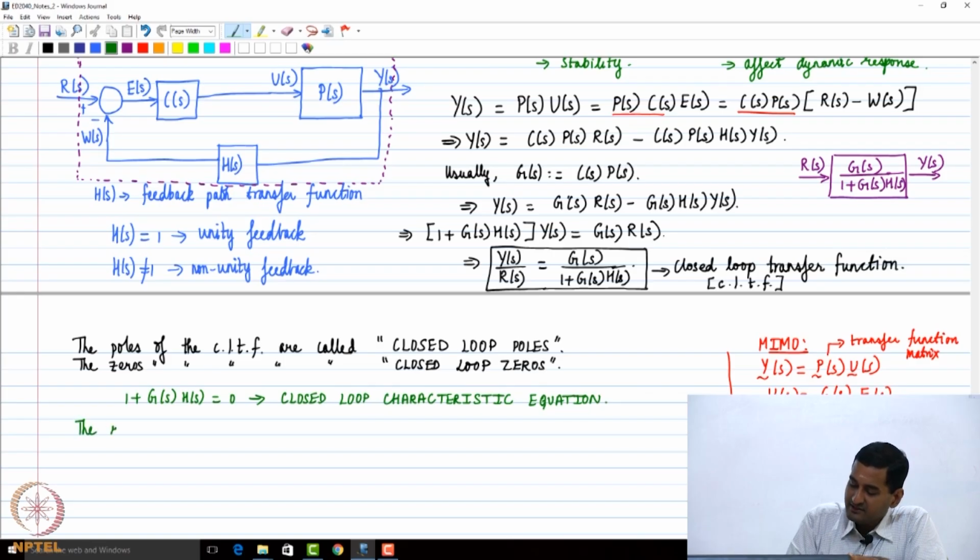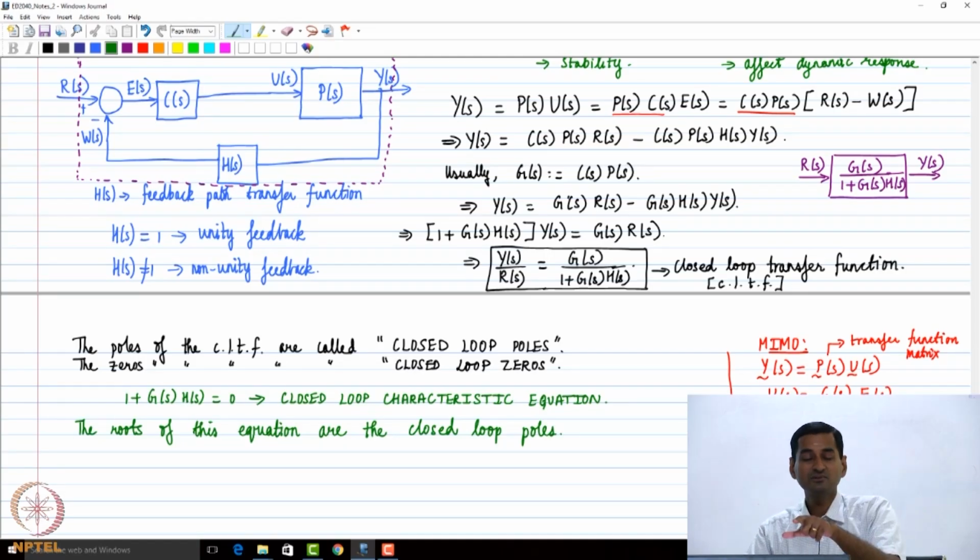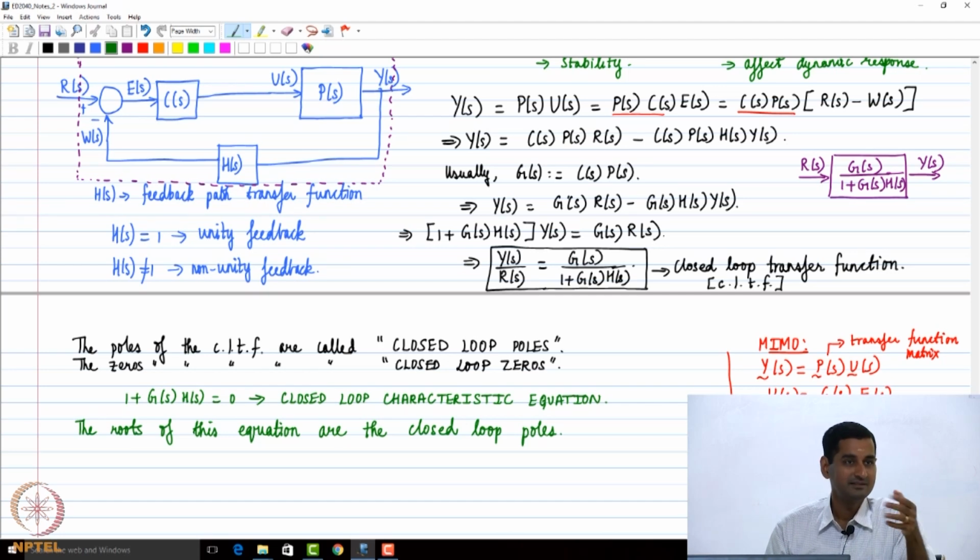Why is it significant? The roots of this equation are the closed loop poles. And why am I interested in closed loop poles? Because when I design a closed loop system, obviously first the closed loop system has to be stable. When will the closed loop system be stable? When all the closed loop poles lie in the left half of the complex plane. That's why we are interested in closed loop poles.